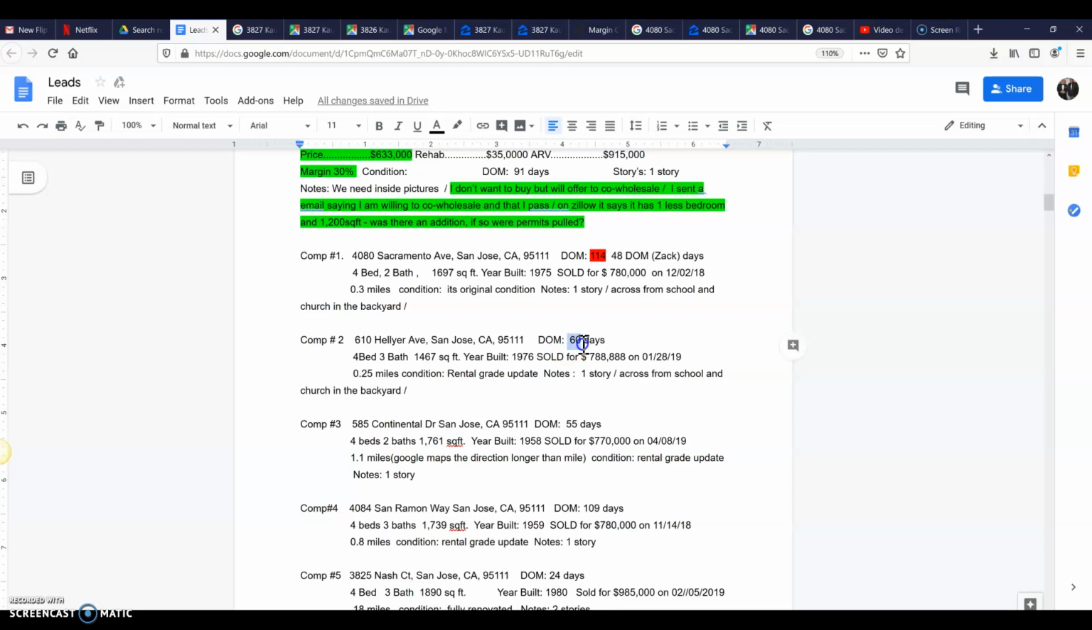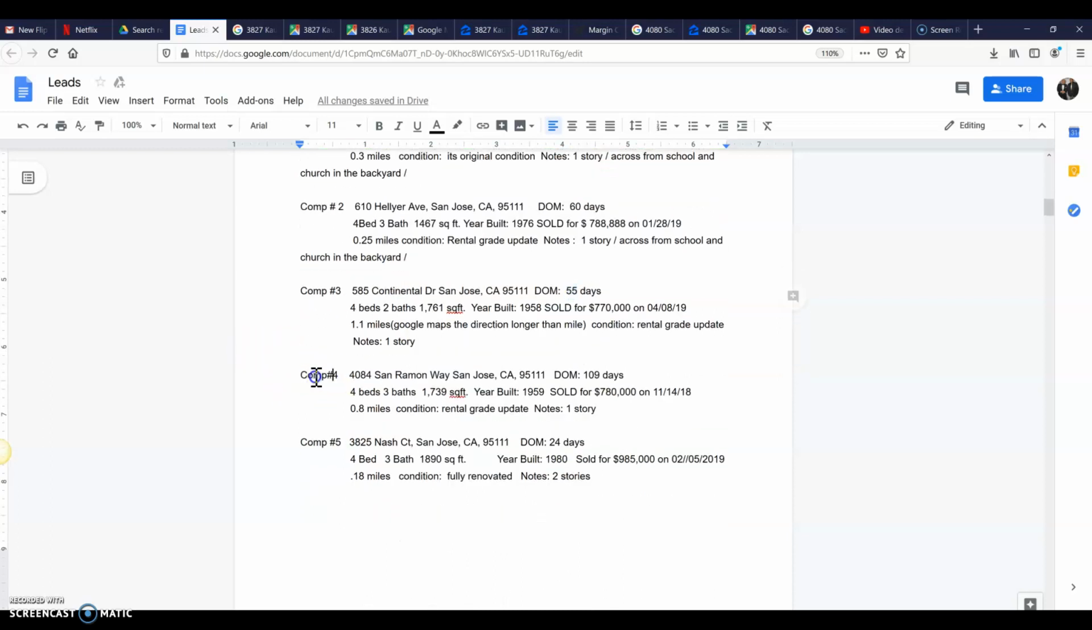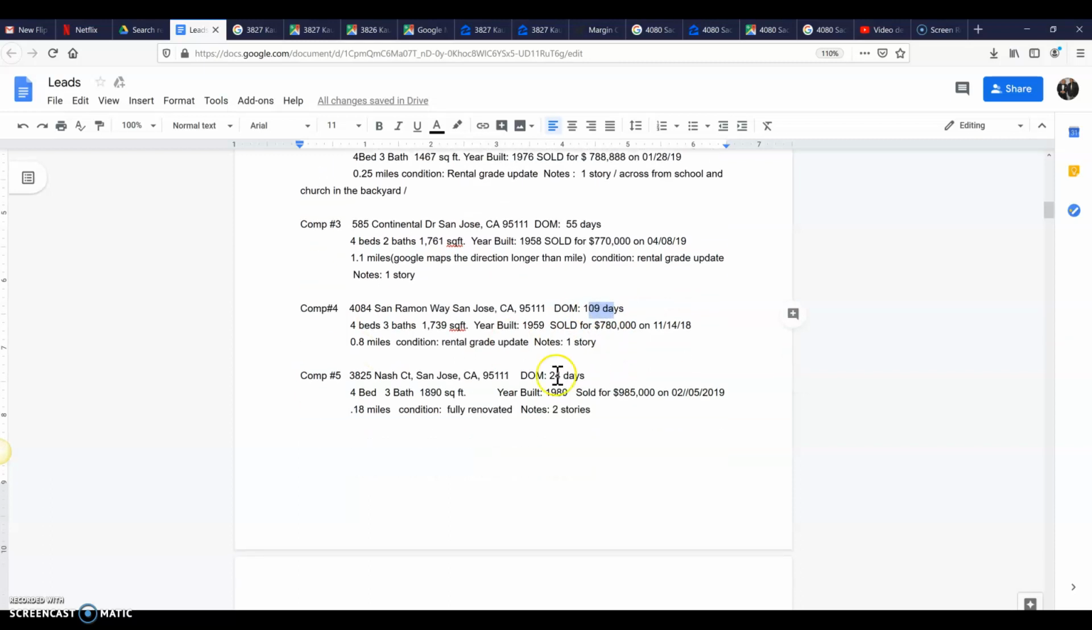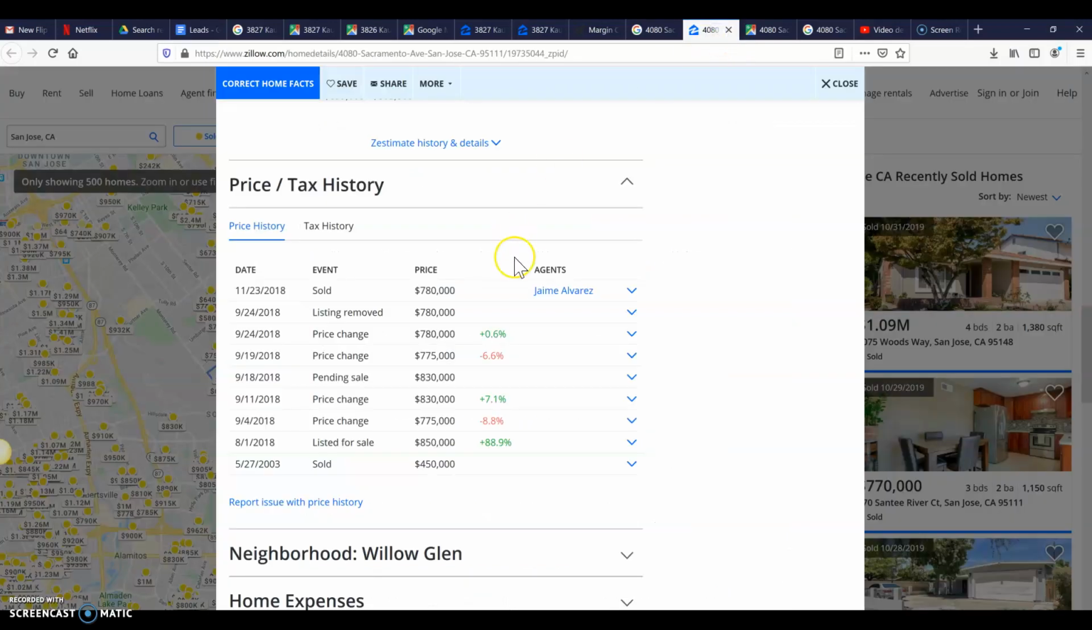Now that ties in line with everything else in here. Comp number 2, 60 days on the market. Comp number 3, 55 days on the market. Comp number 4, 109 days on the market. It's probably not accurate. Comp number 5, 24 days on the market. But I just want to show you how to comp days on the market. And that's how you figure out days on the market.